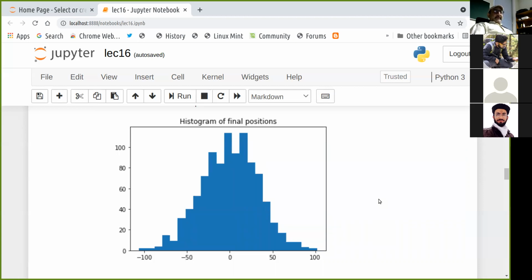Now, what if I made it a walk of 10,000 steps and I did that 100,000 times? What do you think the histogram should start to look like? The normal distribution curve? Yeah, it should start to look like the normal distribution.